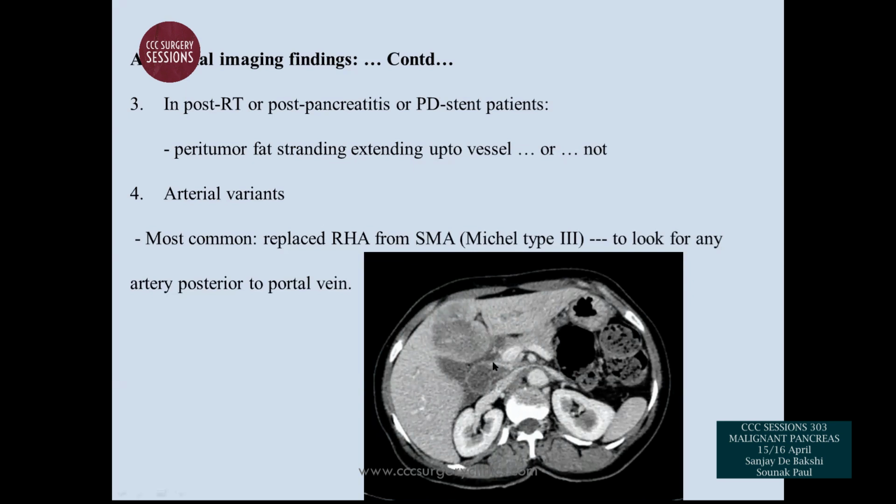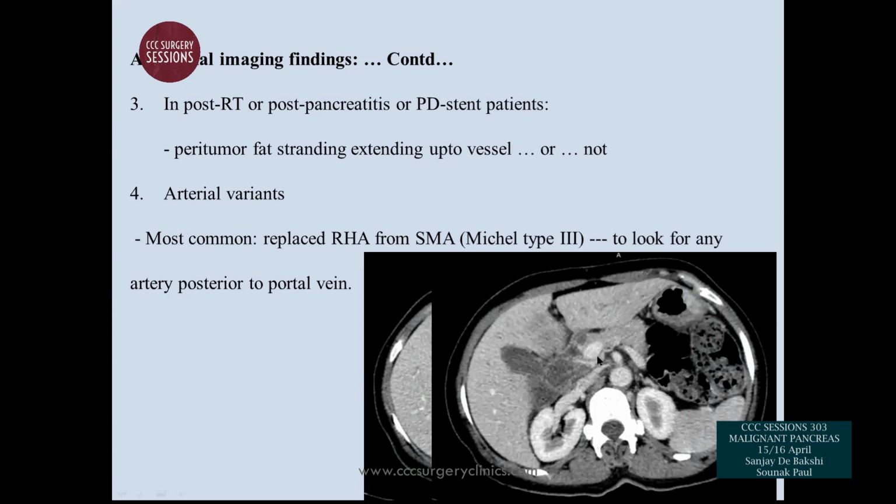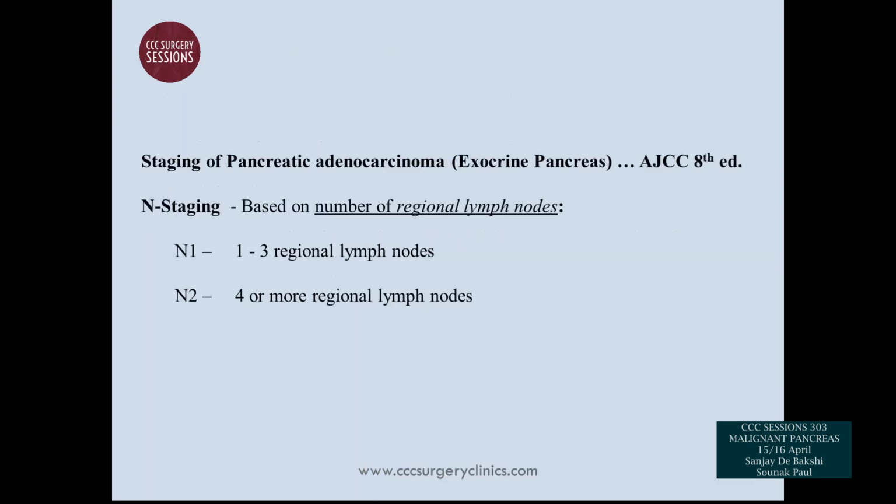Whenever you see an arterial branch posterior to the portal vein, always try to trace it. This is another multiplanar reformatted image. The arterial branch goes up to the level of the superior mesenteric artery, and this is a replaced right hepatic artery. It is pertinent to identify the replaced right hepatic artery to reduce unintended surgical blood loss. There are a few more points. If time permits, I will go through them.